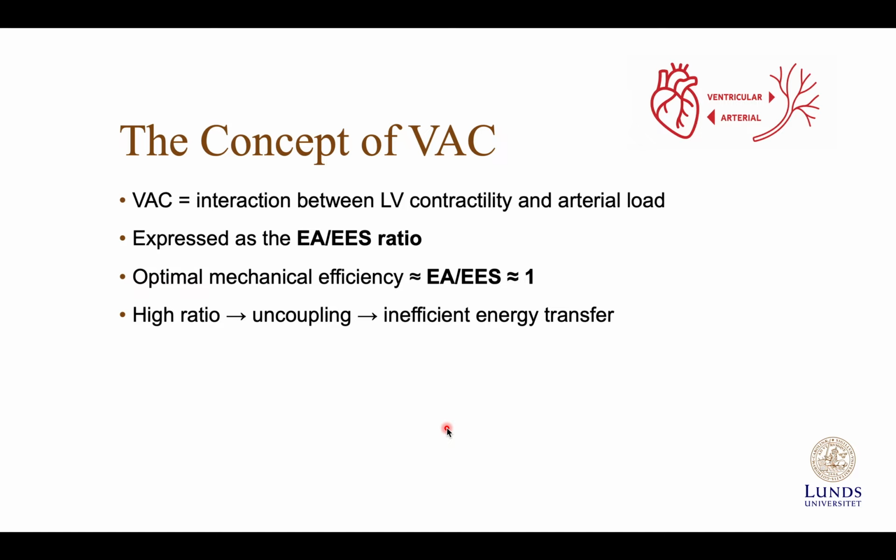Ventricular arterial coupling is about energy transfer. The LV generates pressure. The arterial system receives stroke volume. Arterial elastance tells us how stiff the arterial system is, while the end-systolic elastance reflects how forcefully the ventricle contracts. When these slopes are balanced, roughly a ratio of 1, the heart works at peak efficiency. If the arteries stiffen or the ventricle weakens, the ratio increases, signaling uncoupling and higher oxygen cost for the same output.